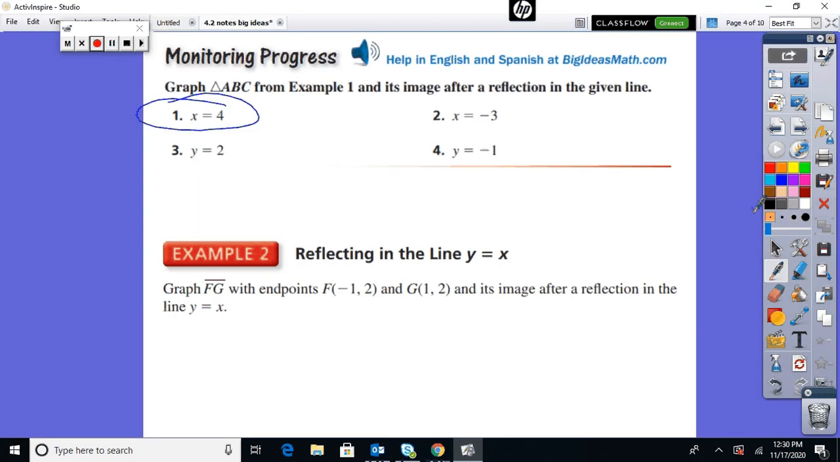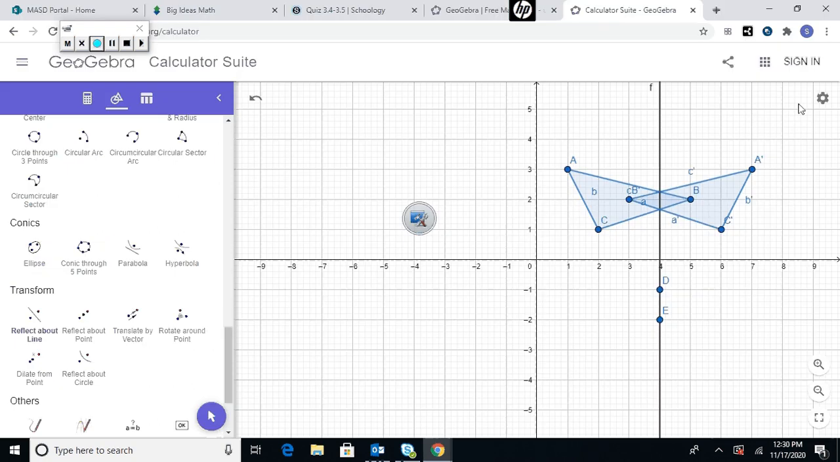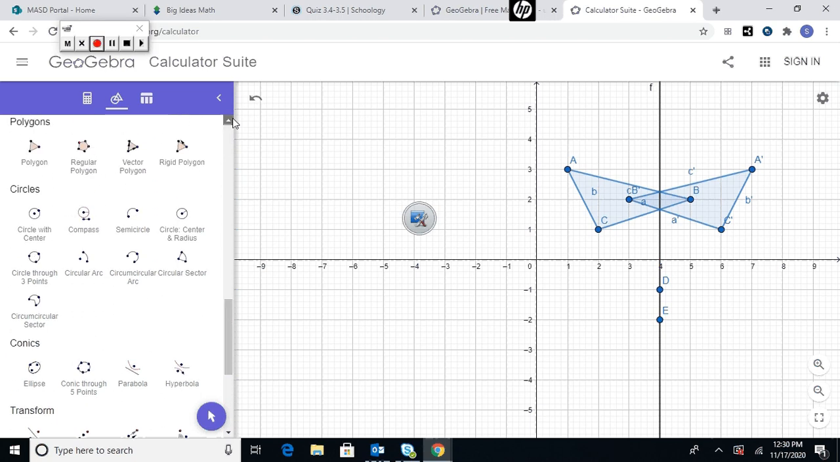Next, let's take this triangle and let's reflect it in the given line of x equals -3 this time. So x equals -3. Let's plot that.